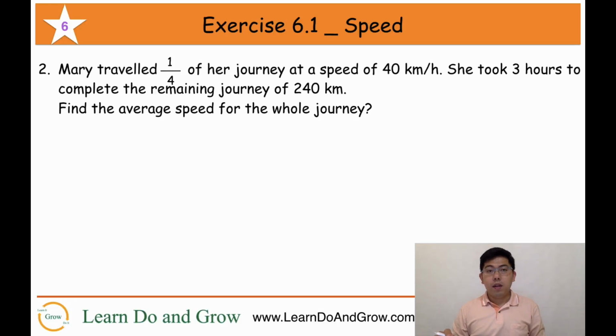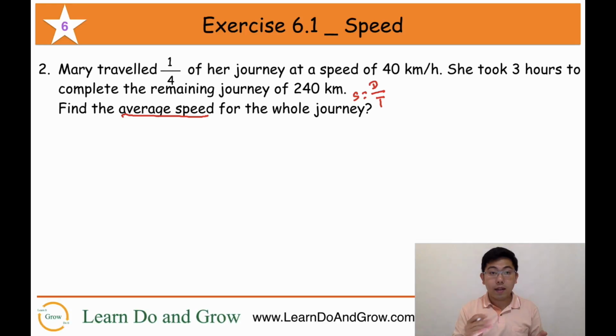So, in every question, we need to know two things: what is the information given and what is the question? In this case, what is the question? Average speed for the whole journey. In that case, average speed equals the total distance divided by the total time. So we need to find the total distance and the total time. If not, we are unable to solve this question.